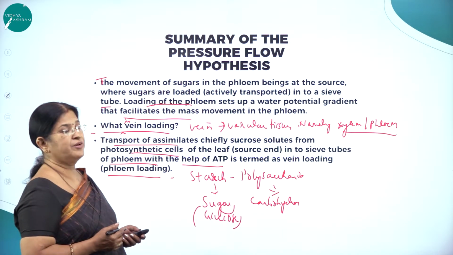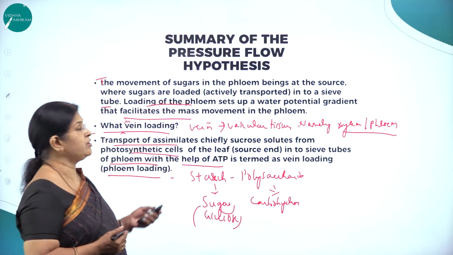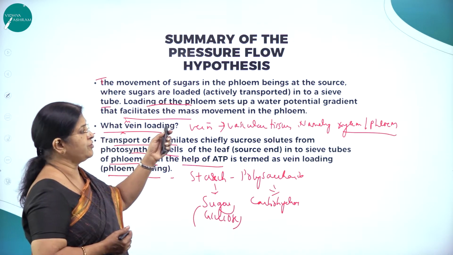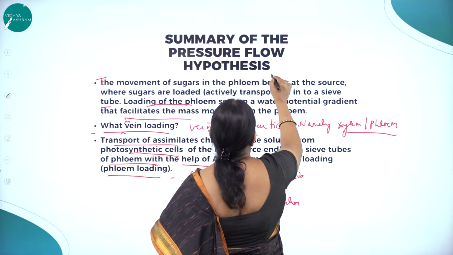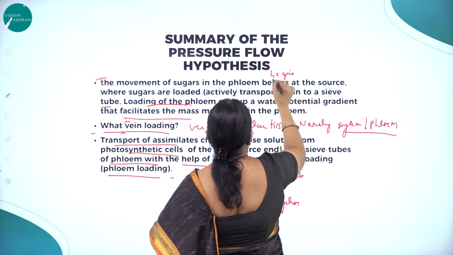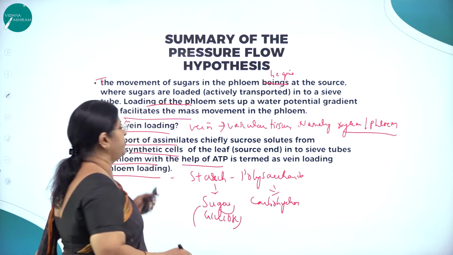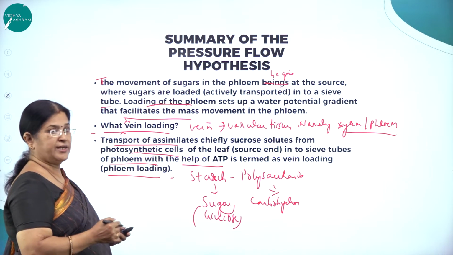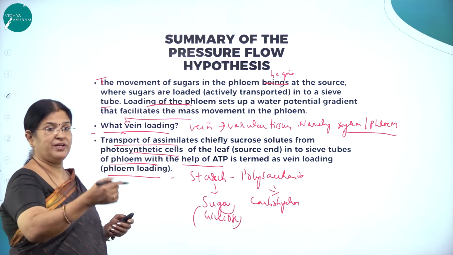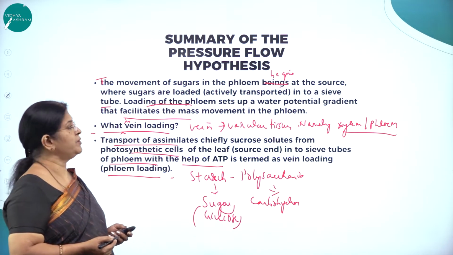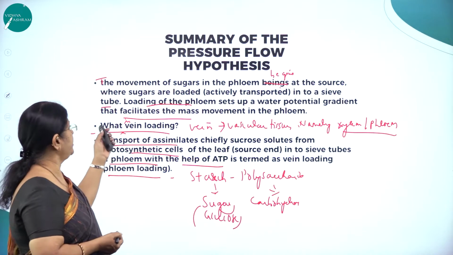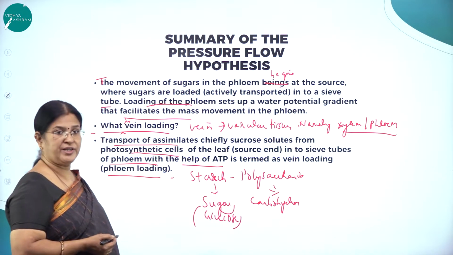So what is the summary of pressure flow hypothesis and what is vein loading? The movement of sugars in the phloem begins at the source where sugars are loaded, that is actively. What do you mean by loading? Actively transported into the sieve tube, and loading of the phloem sets up a water potential gradient that facilitates the mass flow movement in the phloem.